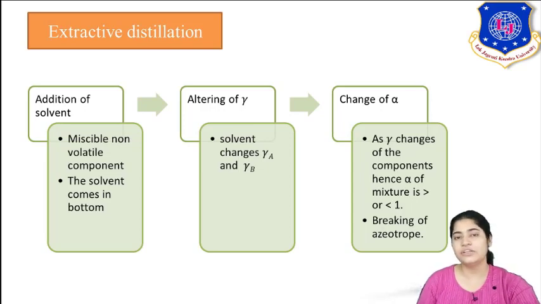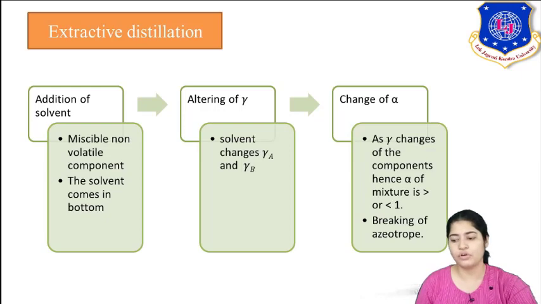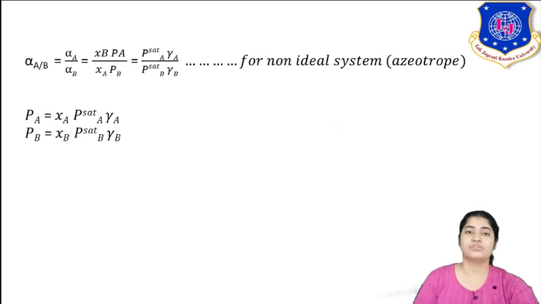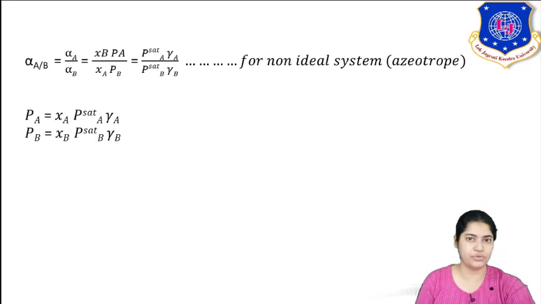Okay, so either your relative volatility is now more than 1 or less than 1, but it is not equal to 1. So the purpose of solvent was to disturb the alpha equal to 1 condition, hence it breaks the azeotrope. So you can see how relative volatility is associated with activity coefficient.